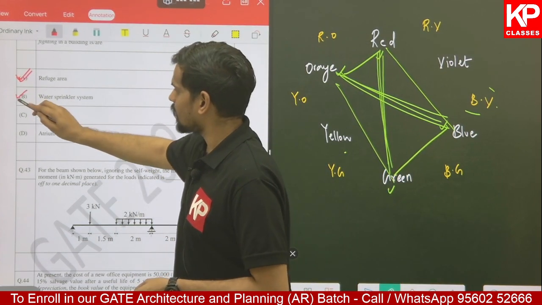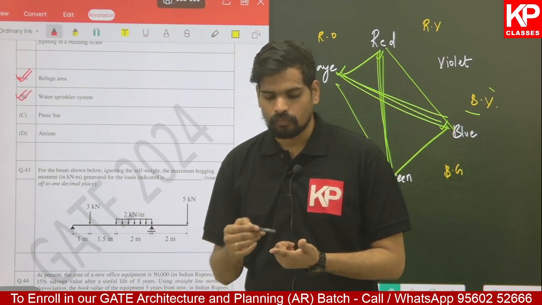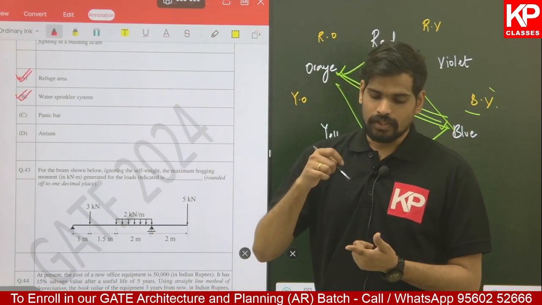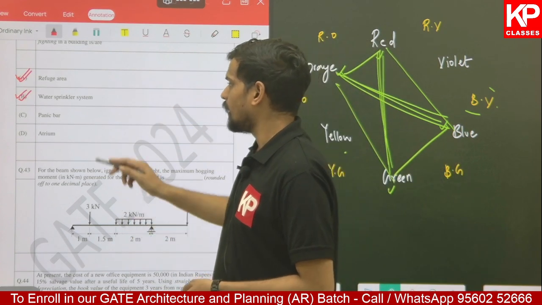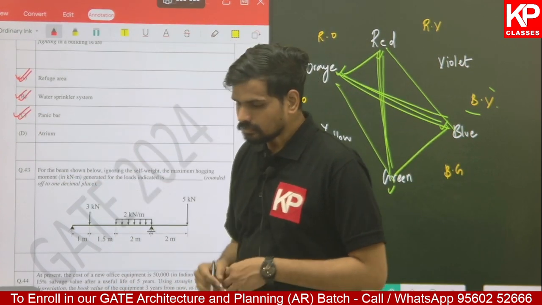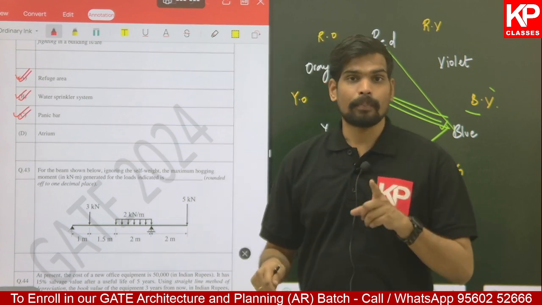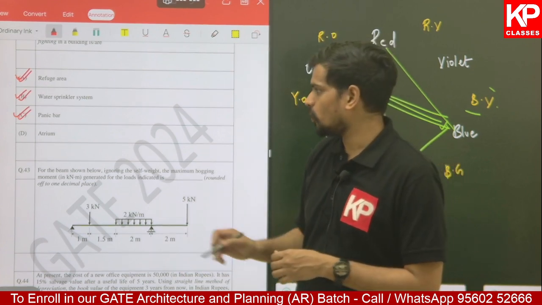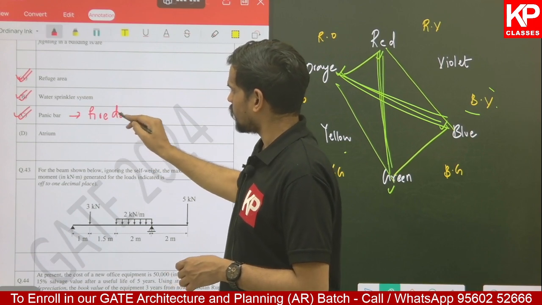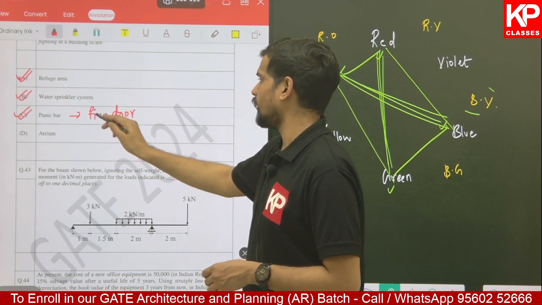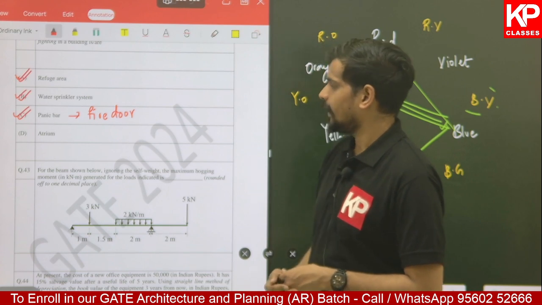Water sprinkler system, absolutely. Water sprinkler system, water mist system, then you have foam based firefighting system, all these are used in firefighting. Panic bar or push bar is a component of fire door, a fire resistant door, so it is related to firefighting also. So panic bar is correct.